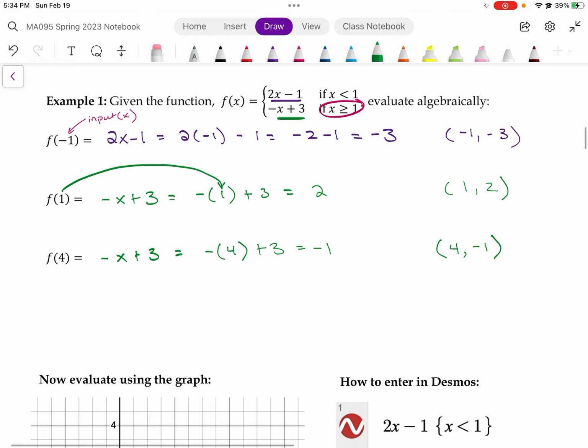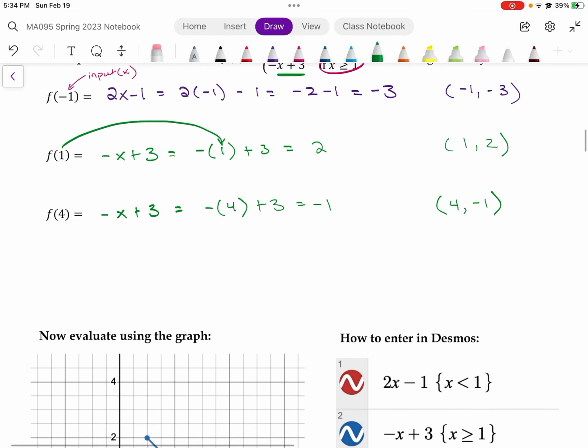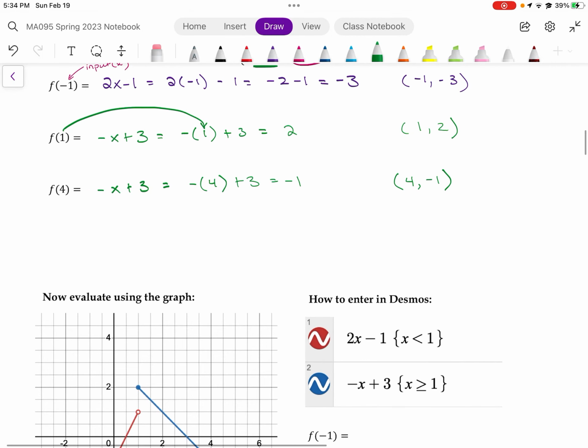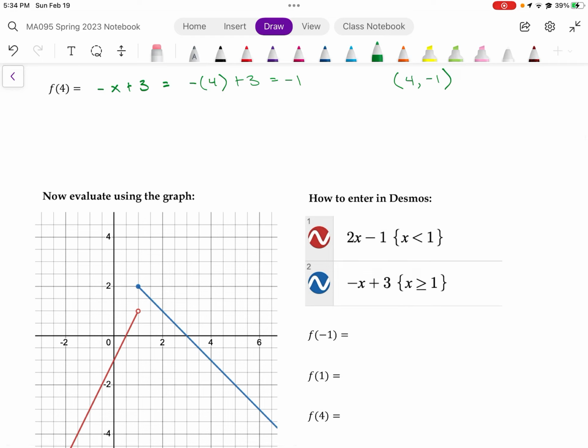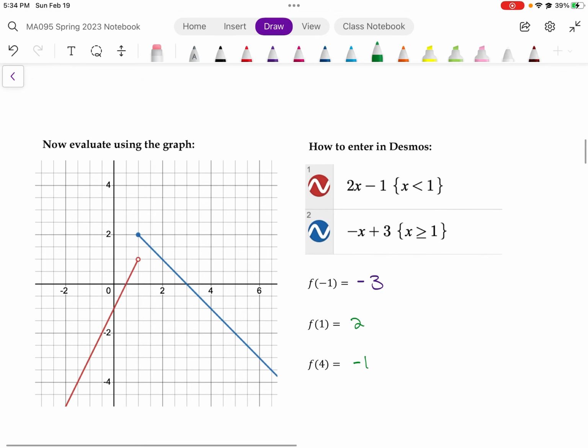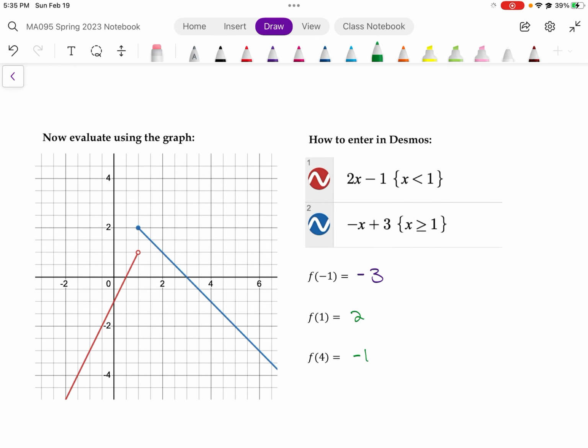All right, so now let's check using the graph. So we just had, let me rewrite these. f of negative 1 was our purple one, that was negative 3. f of 1 was 2. And f of 4 was negative 1. So let's take a moment, pause the video, and see if that is true on the graph.